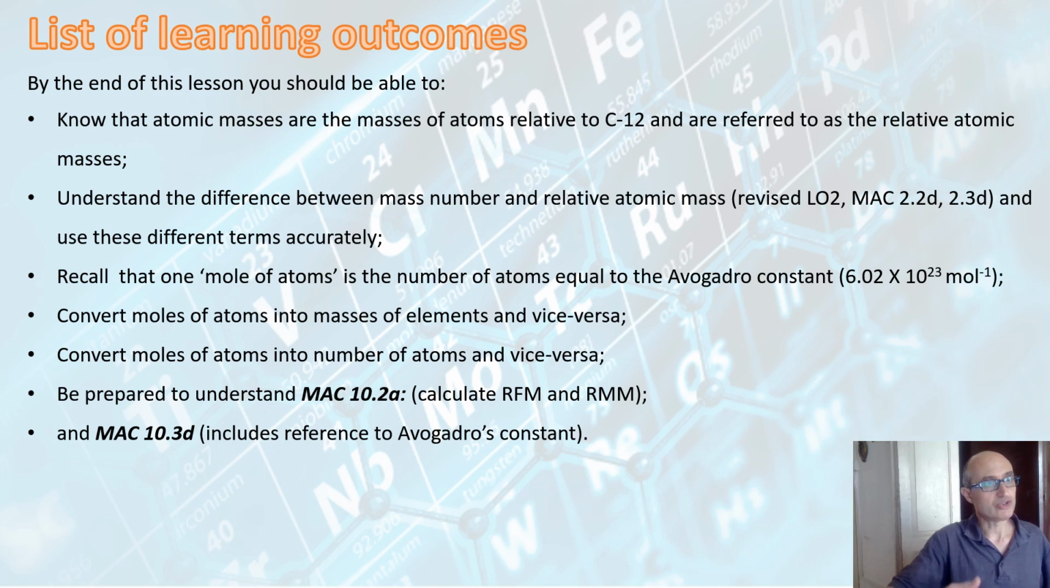By means of this presentation, you will be better prepared to understand MedSec assessment criteria 10.2a of this learning outcome. So this is learning outcome 10, and it is divided into a set of MedSec assessment criteria. 10.2a deals with the calculation of relative formula mass and relative molecular mass. You need to know all about relative atomic mass first. And MedSec assessment criteria 10.3d deals with the Avogadro's constant, which I have just mentioned. Let's now move on to the next slide.